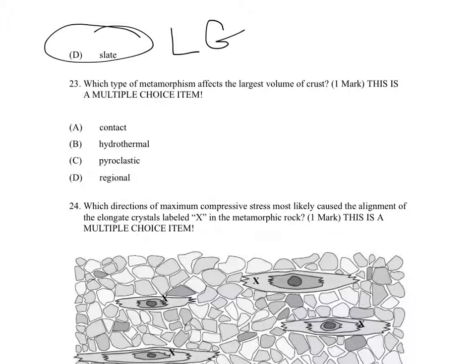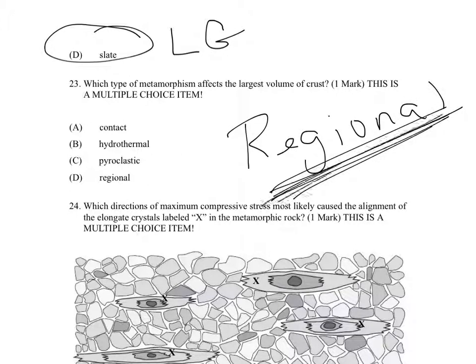Which type of metamorphism affects the largest volume? Well, there's only two types of metamorphism, remember, contact and regional. Just the word regional. Regional means a big, large region, a large area. So you're going to get the largest volume of crust, and that's why regional metamorphism typically relates to mountain building.